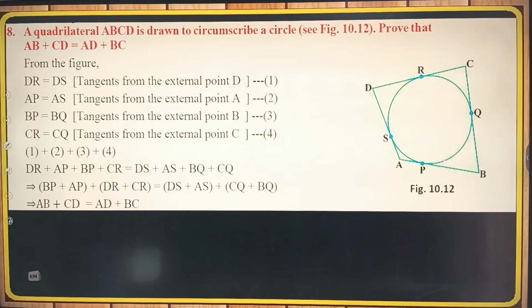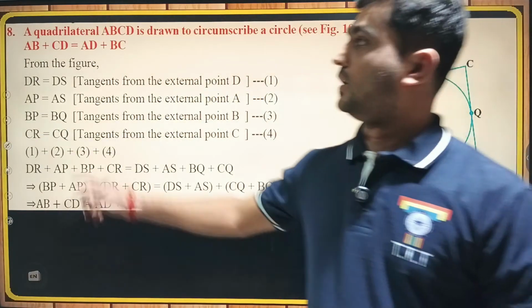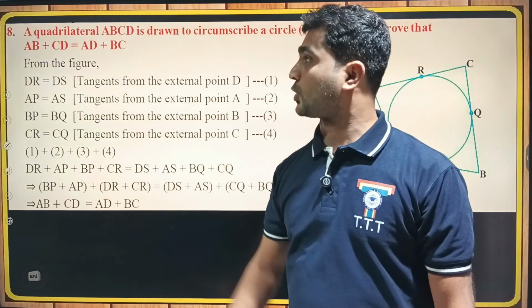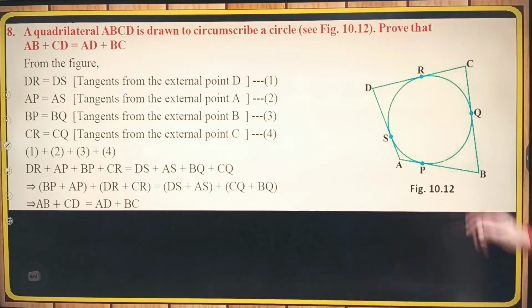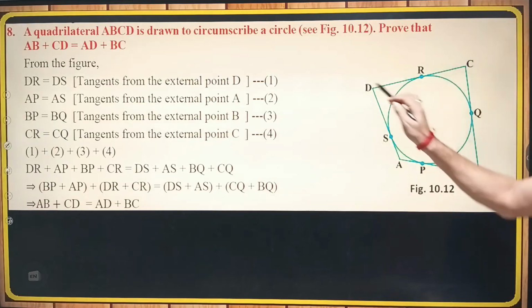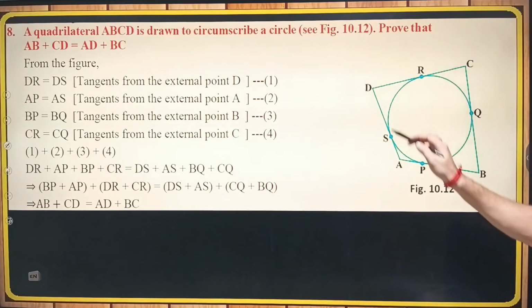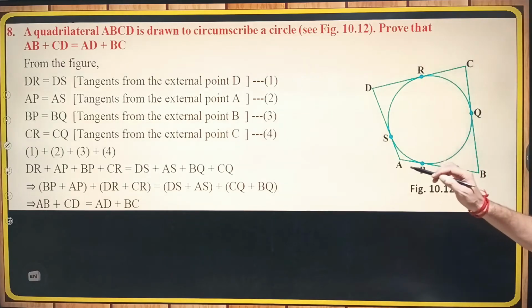It means that, dear friends, if you are going to consider the quadrilateral, the circle should be inside the quadrilateral. If that is inside the quadrilateral, then we need to prove that AB plus CD is equal to AD plus BC. You can observe here that ABCD is a quadrilateral. In this quadrilateral here is a circle which touches the quadrilateral at points P, Q, R and S.